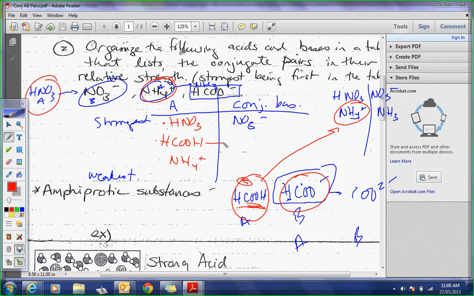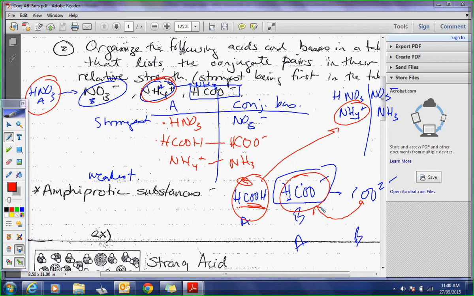And then, what was the base pair of this one? HCOO minus, pardon me. And the base pair of that one is NH3 gas, right? We're missing one. We're missing this one. Is this in your data booklet as well? It's not? You don't have HCOO minus on the left-hand side anywhere? Yeah, we have HCl. No, COO minus.